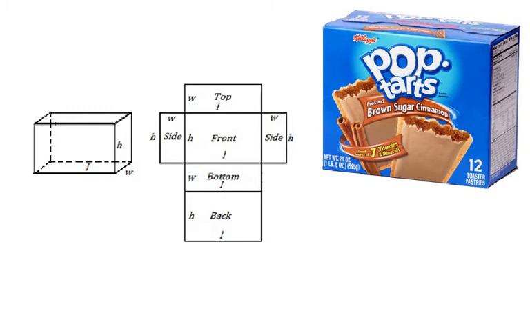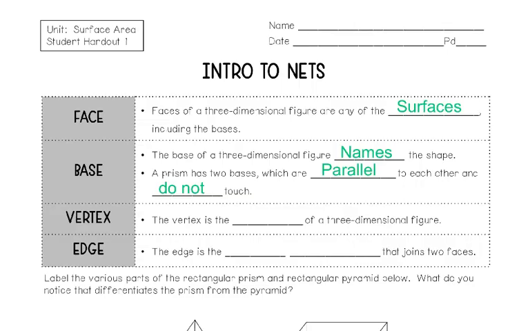So if these all count, so will their opposites. So like the bottom part, the side part you can't see, and the back part. Basically everything you can see here. This is a face, face, face, face, face, and face. Those are all faces. The next word you need to know is base.